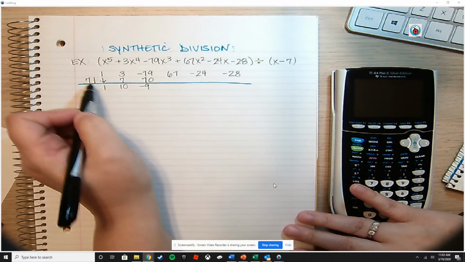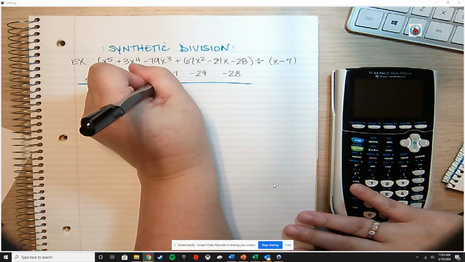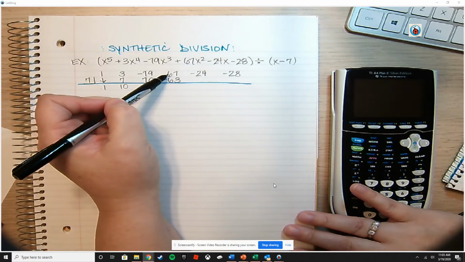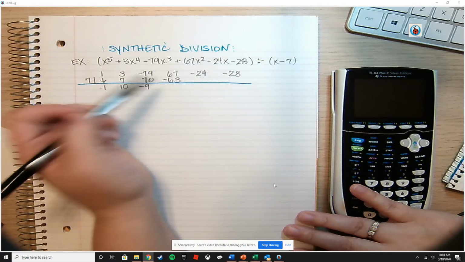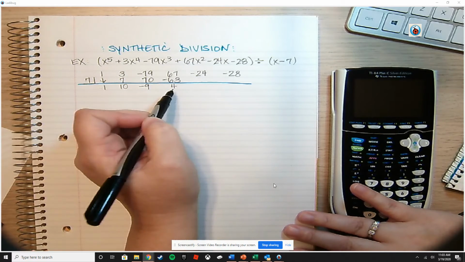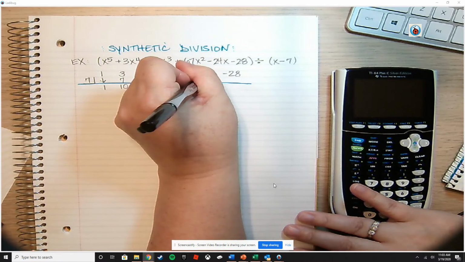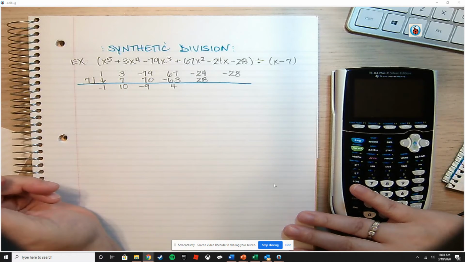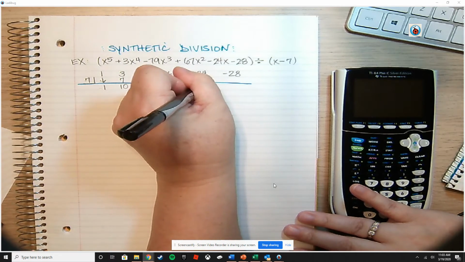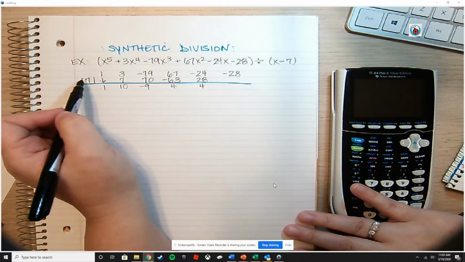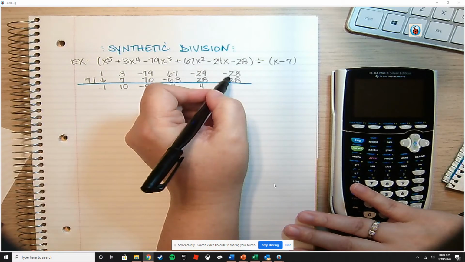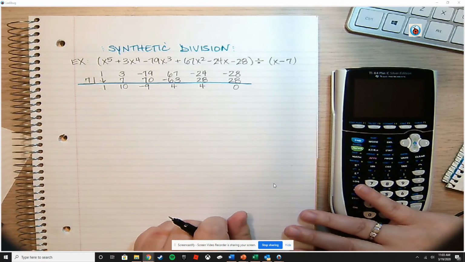Now I'm going to take 7 times -9, -63. Now I'm going to add 67 plus -63, 4. Now I'm going to take 7, I'm going to multiply it by 4. I get 28. And now I'm going to add -24 plus 28, which is 4. Then I'm going to take 7 times 4, which is 28. I'm going to add, and I'm going to get 0.